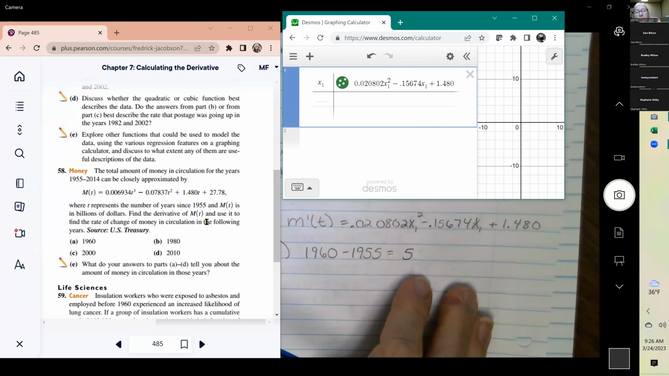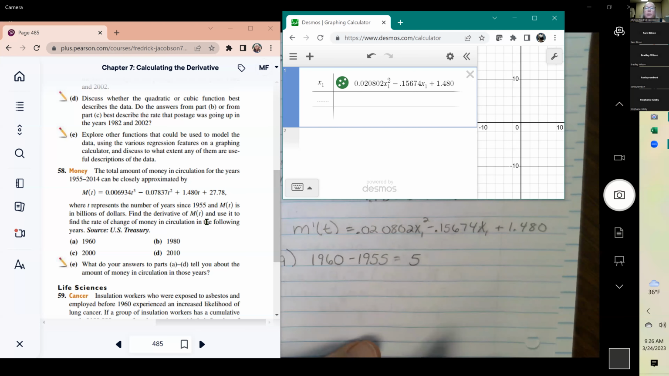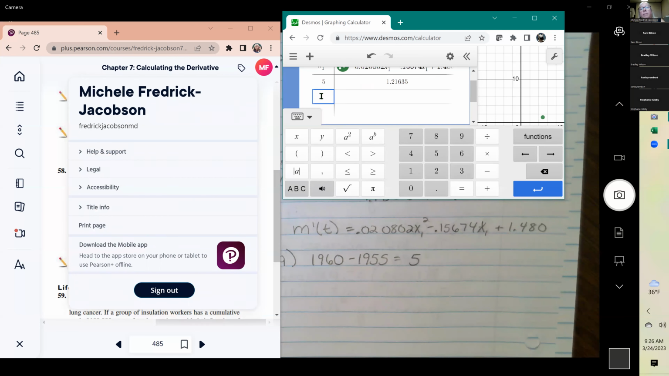So that's 5 years. So we plug in 5. It's the number of years since 1955. 5 years gives you 1960. So you plug 5 in, and there's your value.